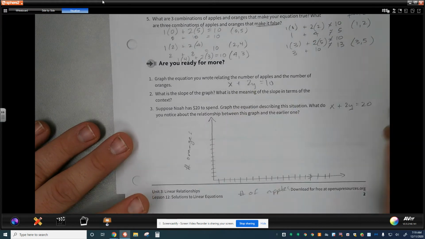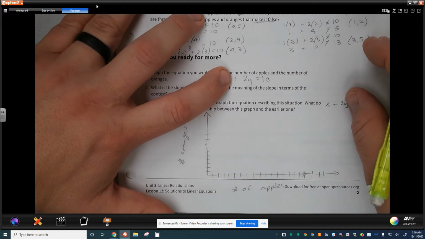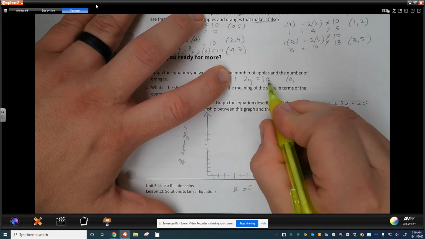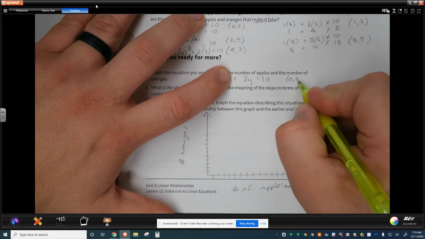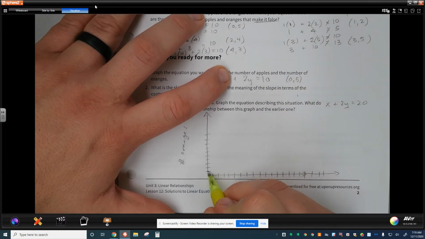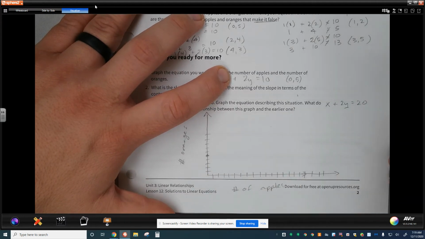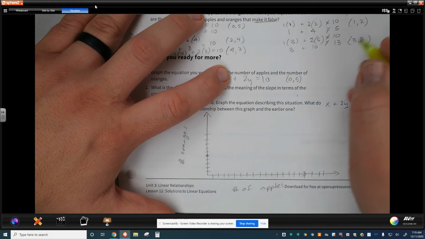What if I buy 0 apples? Then I could buy 10 divided by 2 is 5. I could buy 5 oranges. So we could go 1, 2, 3, 4, 5. Put a point right there, and we find a y-intercept for this situation.